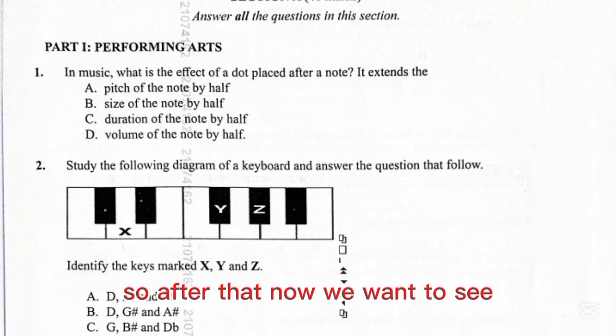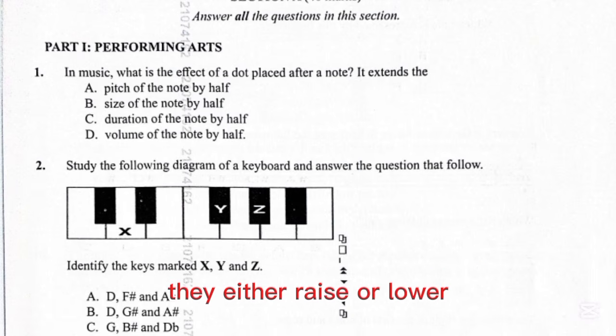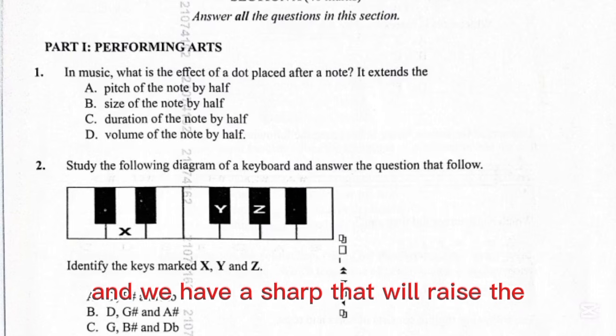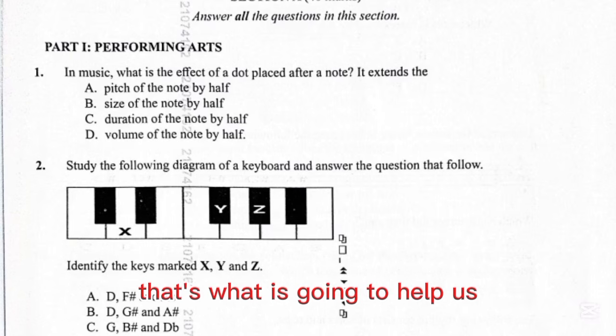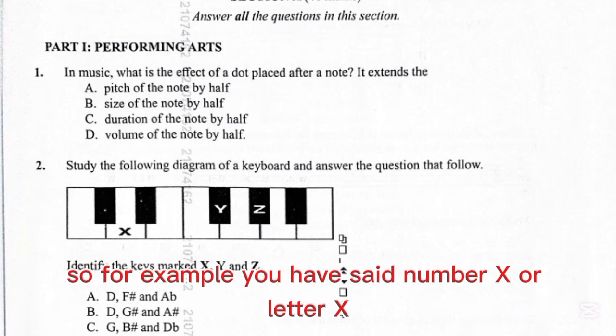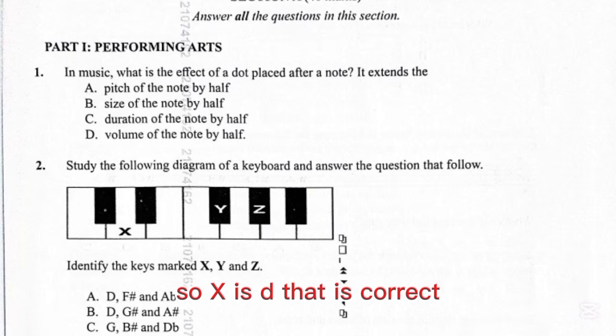After that, remember, we have the effect of accidentals. They either raise or lower. We have a flat that will lower the pitch, and we have a sharp that will raise the pitch. So that's what is going to help us in dealing with the black keys here. For example, X is a white key, and that is D. So X is D, that is correct.